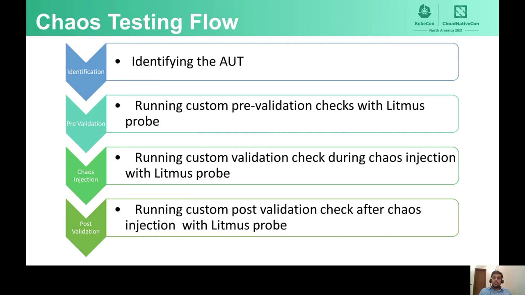Next, we move on to the chaos injection phase, wherein we inject the chaos to the identified application and also run the on-chaos probe. So basically, we are going to check the functionality of the application using a Litmus probe at the time when the application is under stress. And finally, the post-validation step. Apart from validating the final state of the application, it should be up and running as it was during the start of the experiment.